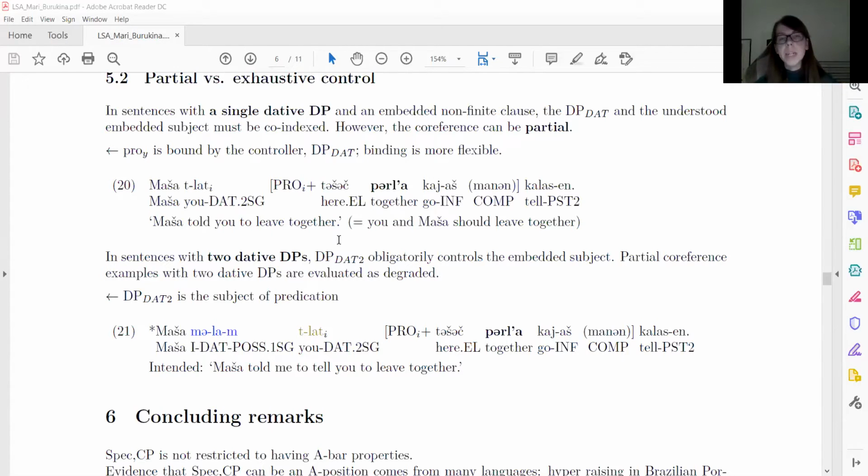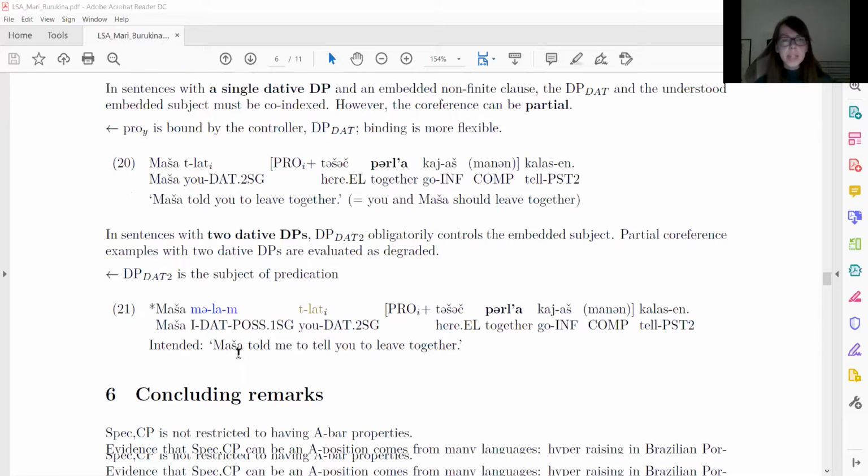But if now I introduce here the second DP dative, then the sentence with the perla in the embedded clause and singular controller in the matrix clause becomes ungrammatical. So I cannot say Masha told me for you to live together with 2 DP datives. That would be impossible. And again, the proposed analysis can straightforwardly account for that.